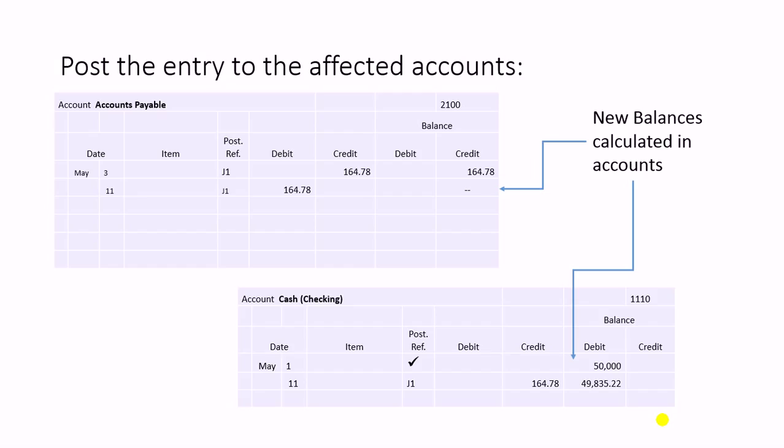Okay, here's what it looks like posted. We go to the accounts payable account. We debit it for $164.78. We calculate a new balance in the account. The new balance would be 0 because we had $164.78 balance and now we are debiting it, which makes it have a 0 balance. We go to the checking account. We have a prior $50,000 debit balance. We are crediting the account for $164.78. So we would subtract, and that would leave us with $49,835.22.